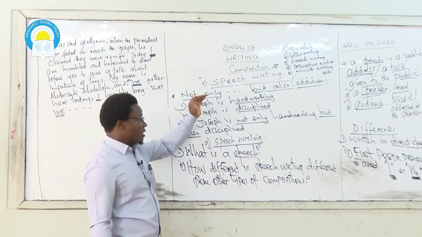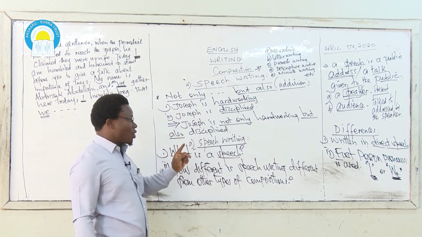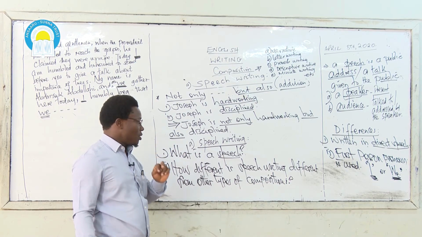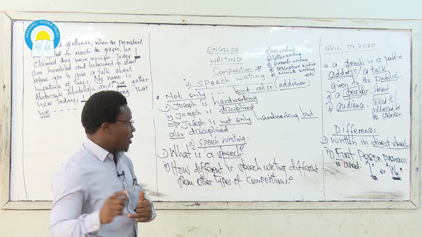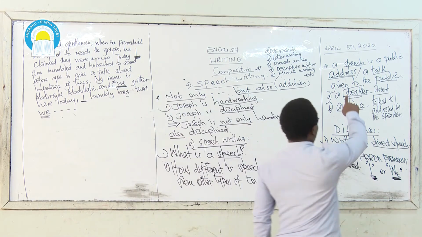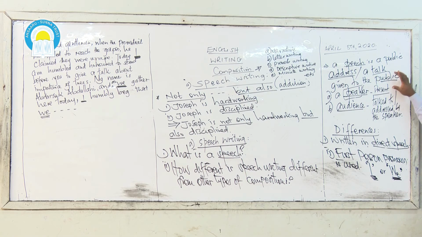We have today discussed speech writing composition. Two key questions that should linger in your minds. One, what is a speech? And I've said that a speech is a public address. A speech is a talk given to the public. And for you to be able to understand what a speech is, two items are very key. One, find out who a speaker is. Two, find out what the audience is.